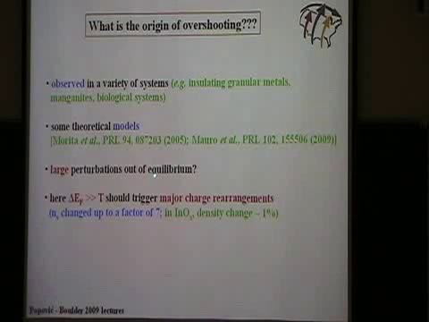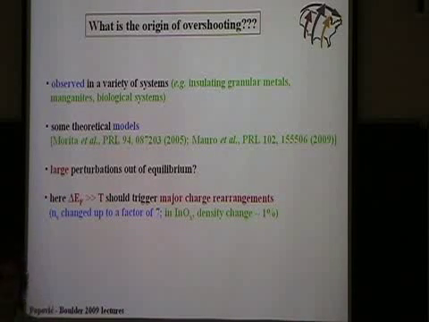So perhaps it is related to the fact that this is a very large perturbation. We change the density, for example, in some cases up to a factor of 7, as opposed to these other experiments where the density change is very small. Since we are changing the density, we expect that such large perturbations should also trigger some major charge rearrangements. So it's a really big perturbation to the system. Again, I don't know. If anyone ever can figure this out, let me know.